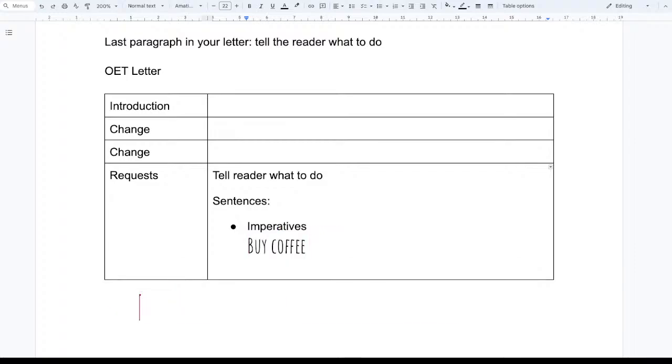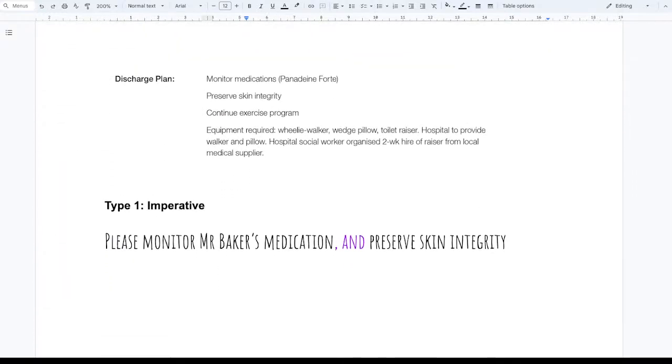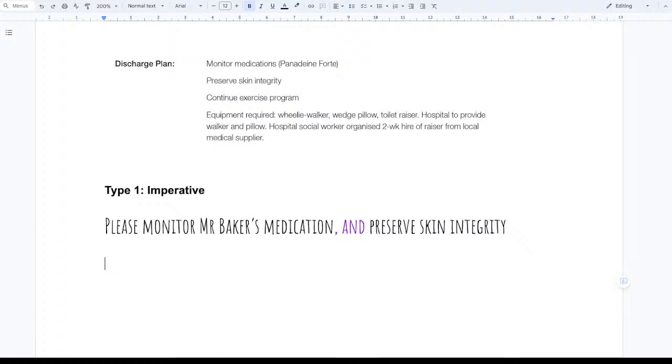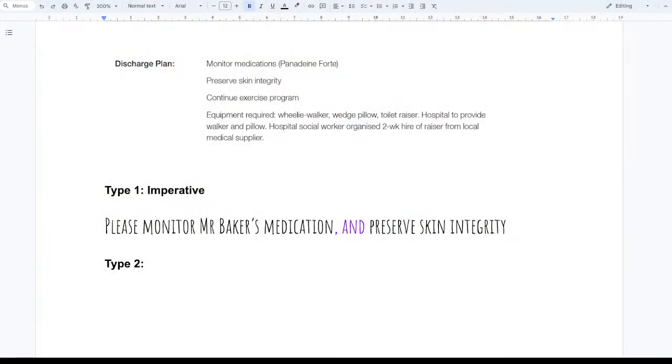Okay, next, I can't just keep doing this. We need another type, right? We need another type of sentence, okay? You can't just keep saying, please monitor, please manage, please treat, please provide, please advise. You can't repeat all the time. You have to have a different sentence type to use. And the sentence type that I recommend in this situation would be this.